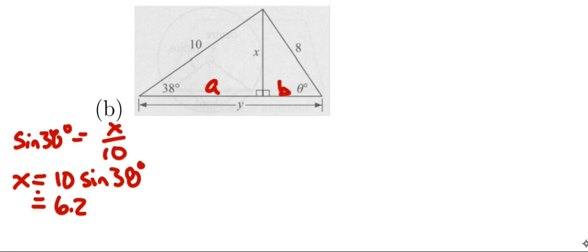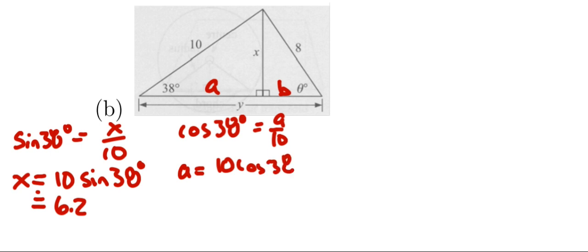Now additionally, I can find a from that using the cosine function. So cosine of 38 is going to equal a over 10, in which case a is equal to 10 times the cosine of 38 degrees. So 10 times the cosine of 38 degrees, and I'm going to get 7.9, again rounded.